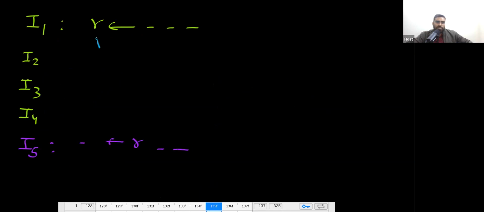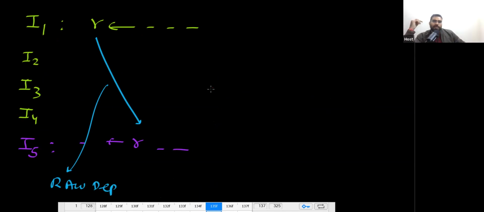Now you can notice this. This is a dependency, a RAW dependency. But let me prove that this will never be a hazard. You can easily see in our pipeline. This is our pipeline: instruction fetch, instruction decode, execution, memory access, write back. Just think about it.